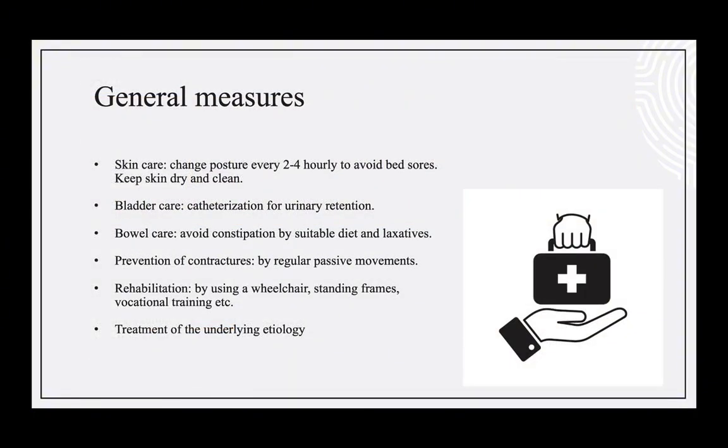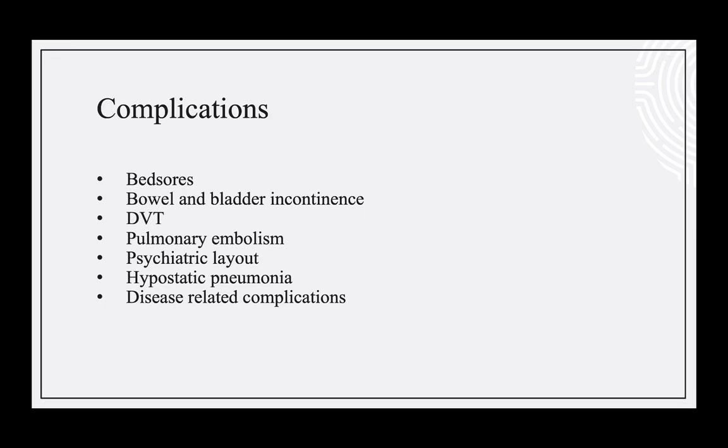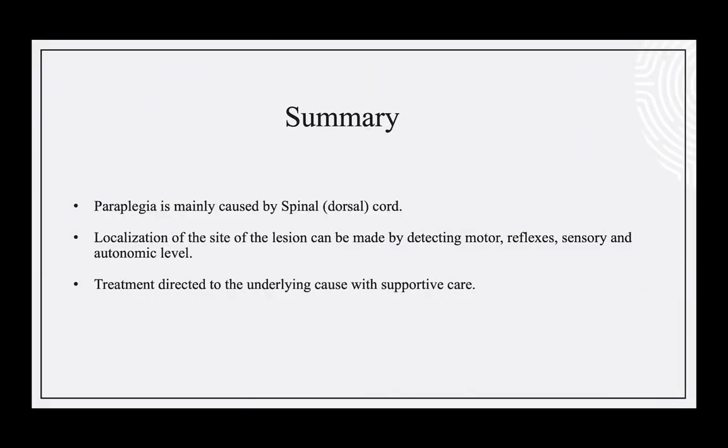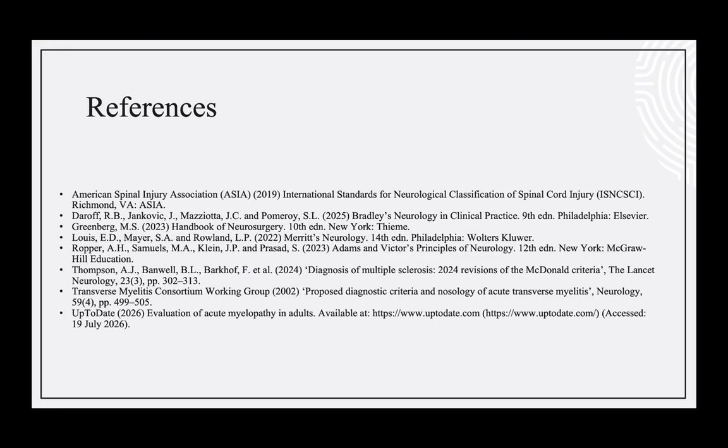After localization and diagnosis, treatment focuses on two aspects: comprehensive supportive care like skin care, bladder care, bowel care, etc., and the management of the underlying cause and its complications. For any patient who cannot move their limbs, watch for complications like bed sores, DVT, bowel and bladder incontinence, etc. Okay, to summarize, paraplegia is mainly caused by spinal cord lesions, mainly the dorsal. Localization of the site of the lesion can be made by detecting motor, reflexes, sensory and autonomic level, and the treatment is directed to the underlying cause and supportive care.